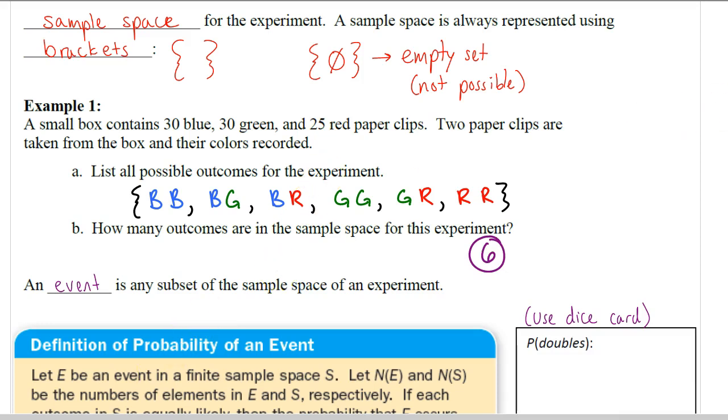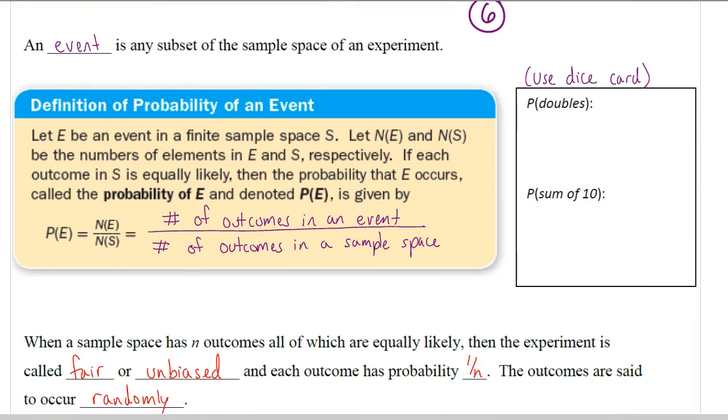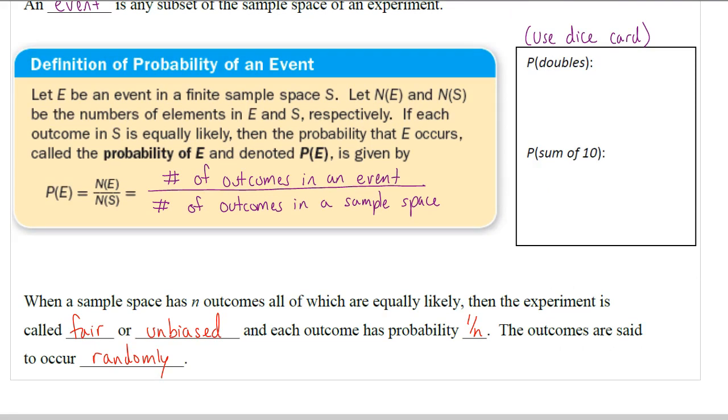Here's another term for you. An event is any subset of the sample space of an experiment. So, for example, to define the probability of an event, let's look at this table, or this box here. All those words aren't meant to confuse you. An easy way to look at that is we could just say the probability of an event is that fraction. It's the number of outcomes in an event over the number of outcomes in a sample space. So let's look at an example so you can see what we're talking about here.